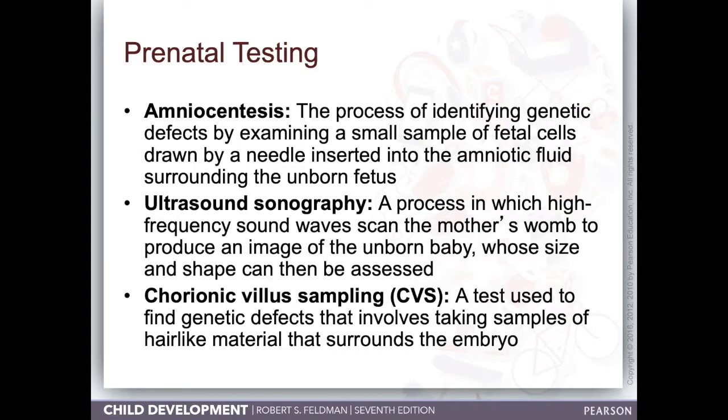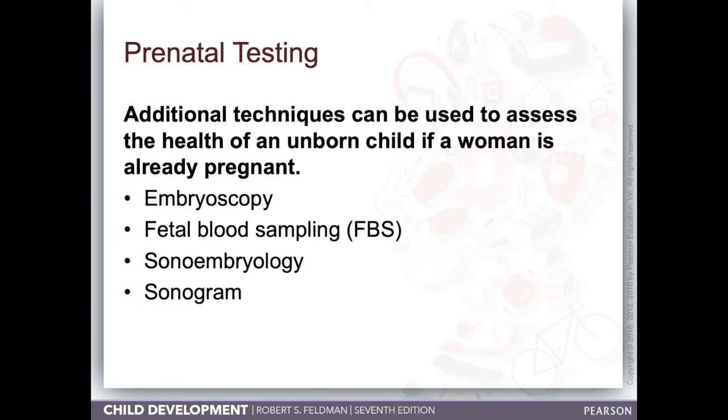And then they have what's called the CVS, a test that's used to find genetic deficits that involves taking samples of the hair-like material that surrounds the embryo and testing it that way. Another invasive kind of procedure while you're pregnant. Additional techniques that can be used to assess the health of an unborn child if a woman is already pregnant: the embryoscopy, fetal blood sampling, sonoembryology, and sonograms.